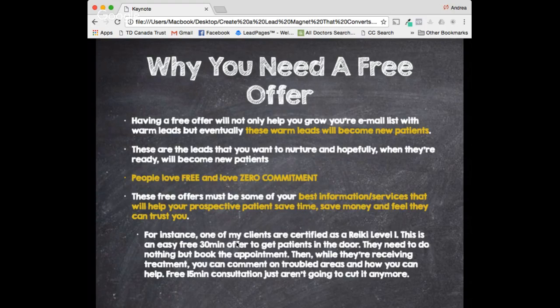So for instance, one of my coaching clients is certified as a Reiki level 1. And this is an easy, free 30-minute offer that you could offer anybody who isn't necessarily sure that they're ready to make the commitment to become a naturopathic patient, but they do want to step in the door. And while you're giving the Reiki treatment, you could be talking about, based on this blockage or based on what I'm feeling here, we could do acupuncture. We could talk about these homeopathics. We could do this, that, or the other.